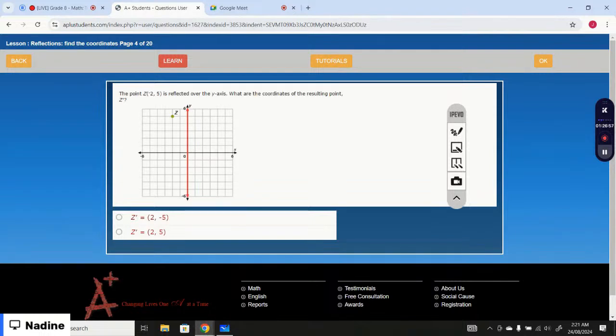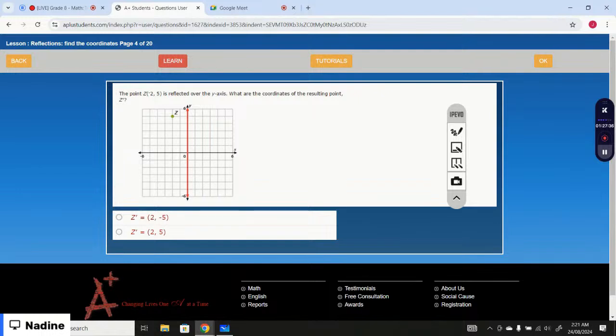The point Z, negative 2, 5, is reflected over the y-axis. What are the coordinates of the resulting point? So which is the correct option? The point Z, negative 2, 5, is reflected over the y-axis. What are the coordinates of the resulting point?